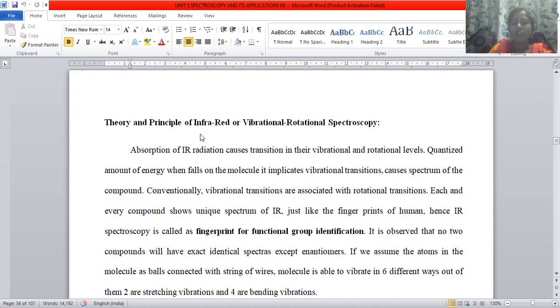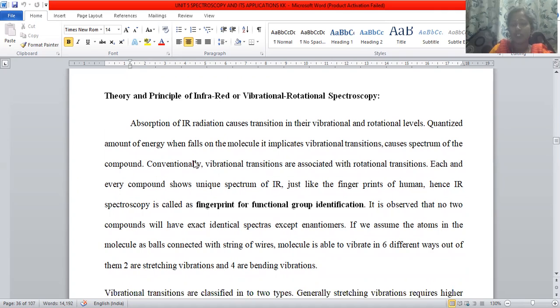When infrared light falls on the molecule, it is able to generate vibrational and rotational transitions within the molecule. That's why it plays a vital role in the identification of functional groups. So it is specific for the identification of various functional groups which are present in the given compound.